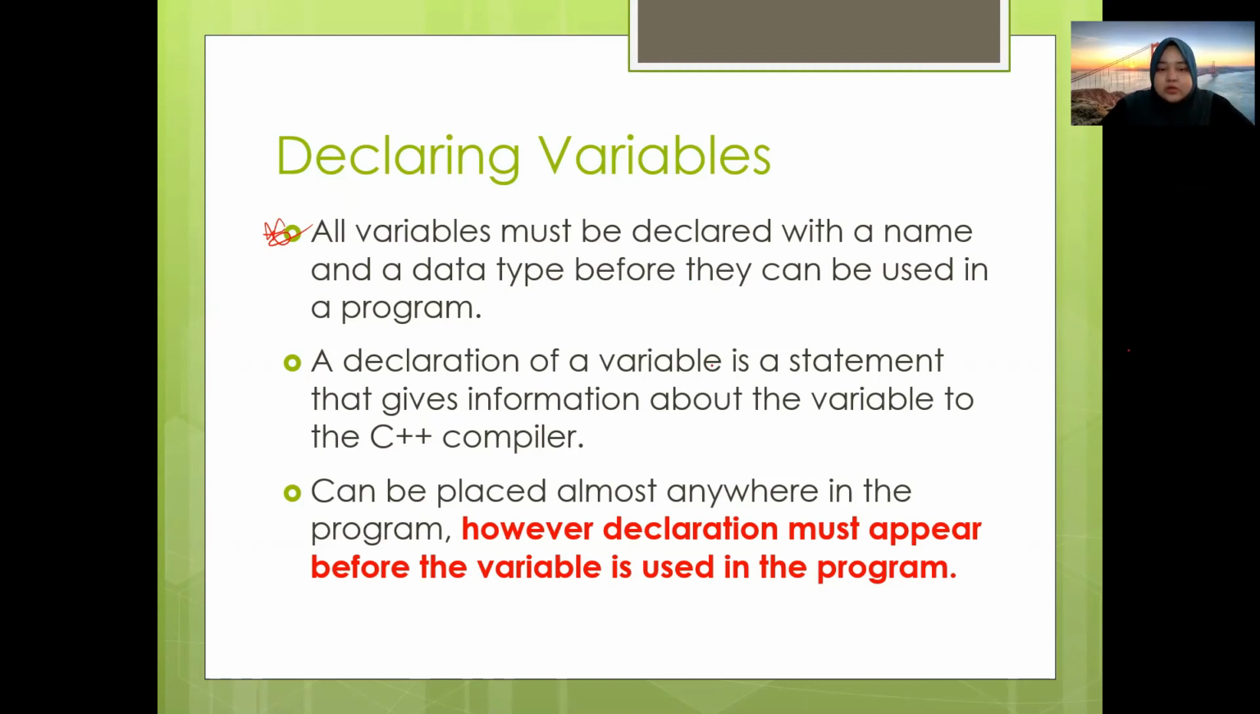A declaration of variable is a statement that gives information about the variable to the C++ compiler. Kita nak bagi tahu dekat compiler ini adalah memori-memori yang ada dekat dalam program ini. It can be placed almost anywhere in the program, however the declaration must appear before the variable is used in the program. So saya suggestkan variable mesti letak after open curly braces, kat situ variable declaration.